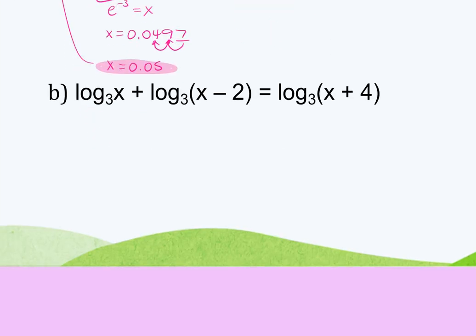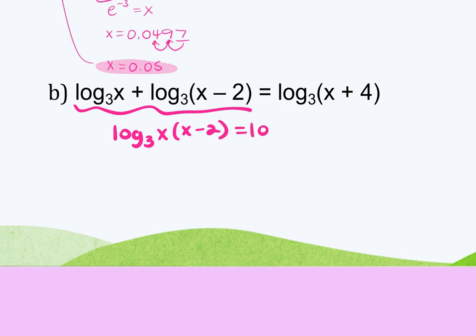All right, now B, the last one. This time there's more than one log on one side of the equal sign. So I'm going to condense this side. If I add, it turns into multiplication. So I get log base 3 of x times x minus 2 equals log base 3 of x plus 4. There's one log on either side of the equal sign with the same base, so I ignore those logs. I get x times x minus 2 equals x plus 4.